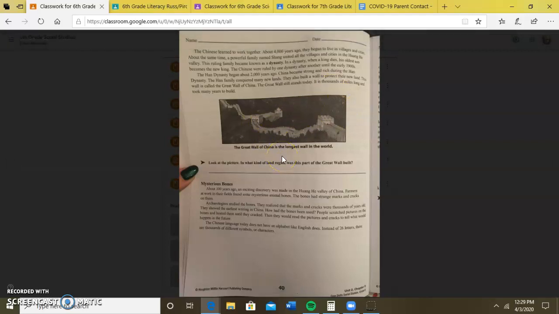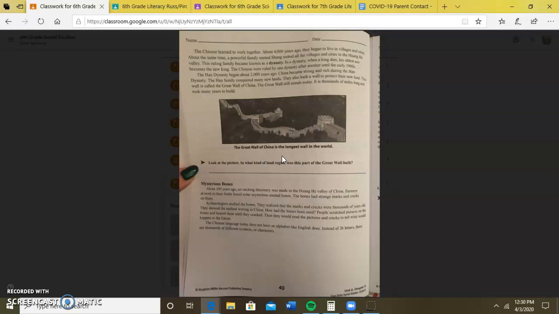Okay. Mysterious bones. About 100 years ago, an exciting discovery was made about the Han He Valley of China. Farmers at work in their fields found some mysterious animal bones. The bones had strange marks and cracks on them. Archaeologists studied the bones. They realized that the marks and cracks were thousands of years old. They showed the earliest writing in China.